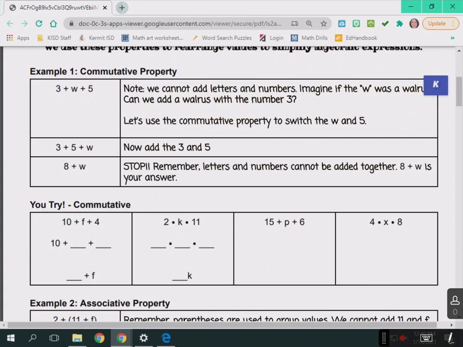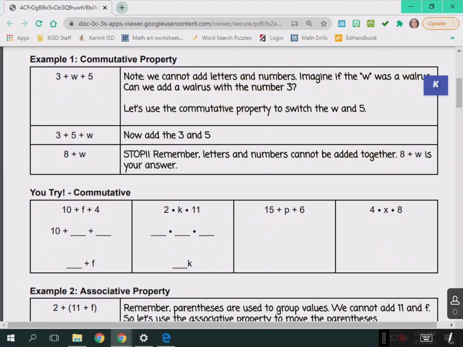So here's an example. We have 3 plus w plus 5. So there's a little note. We cannot add letters to numbers. Variables is what we call the letters. We cannot add those together. We're either searching for them or putting a number in its place that is given to us, and we're not in that position yet. So this is a really good example.